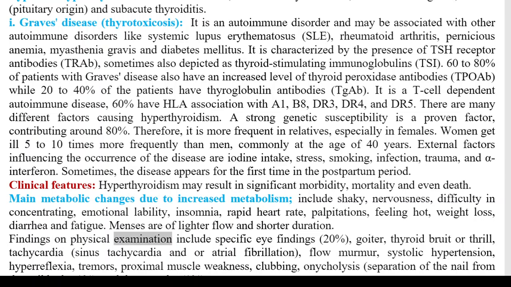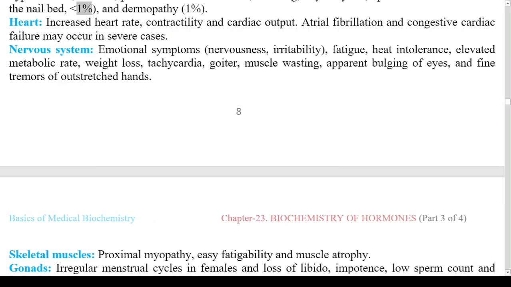Findings on physical examination include specific eye findings, 20%; goiter; thyroid bruit or thrill; tachycardia, sinus tachycardia and/or atrial fibrillation; flow murmur; systolic hypertension; hyperreflexia; tremors; proximal muscle weakness; clubbing; onycholysis, separation of the nail from the nail bed, 1%; and dermopathy, 1%. Heart: increased heart rate, contractility and cardiac output. Atrial fibrillation and congestive cardiac failure may occur in severe cases.